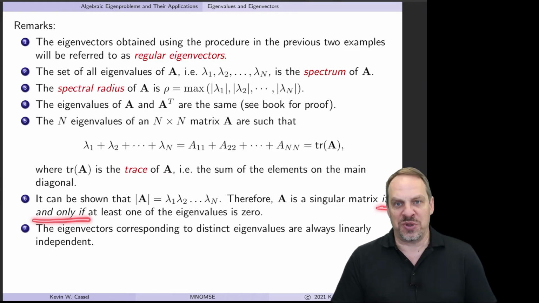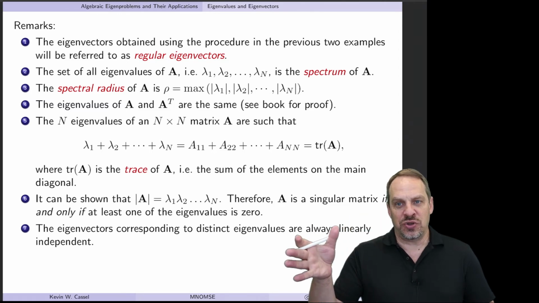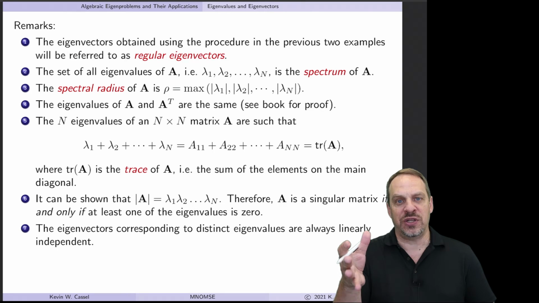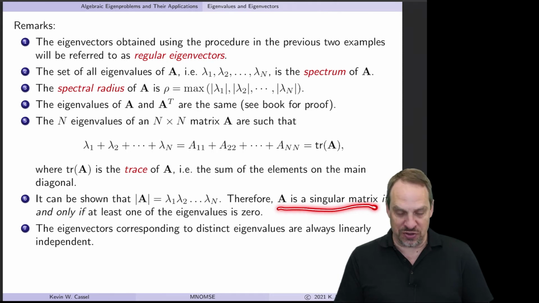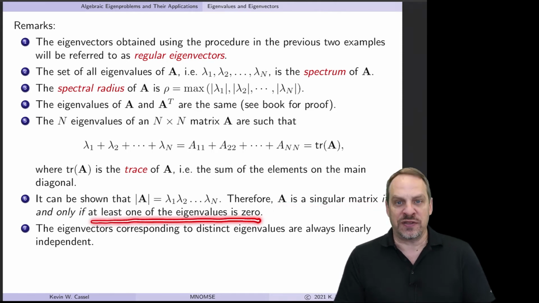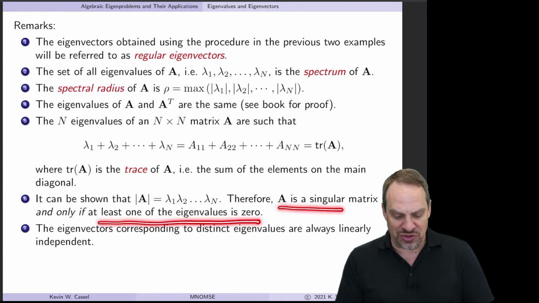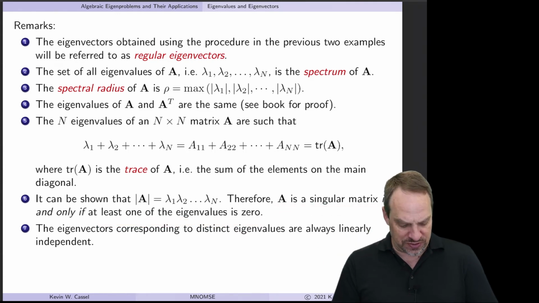An if and only if statement in mathematics is the strongest statement you can make. The way I like to think about it is you can read the statement forward and read the statement backward, and it is equally true. So in this case, what that means is if A is a singular matrix, so it has a 0 determinant, then at least one of the eigenvalues has to be 0. Likewise, if at least one of the eigenvalues is 0, then your matrix is singular. So you really have two equivalent mathematical statements.